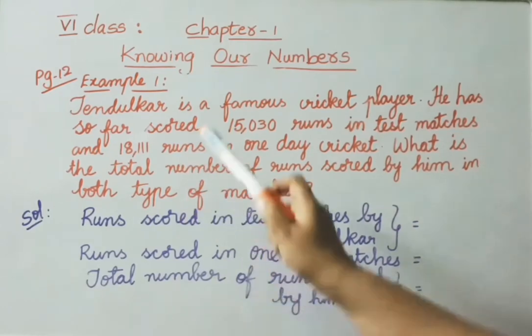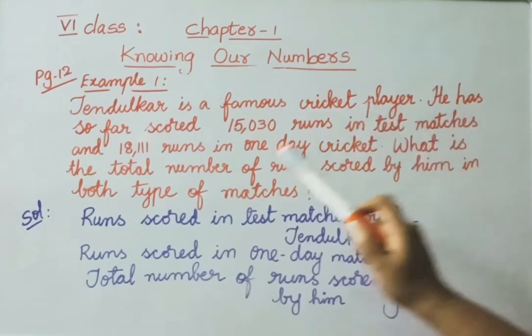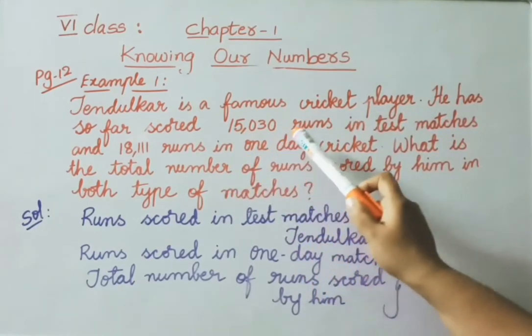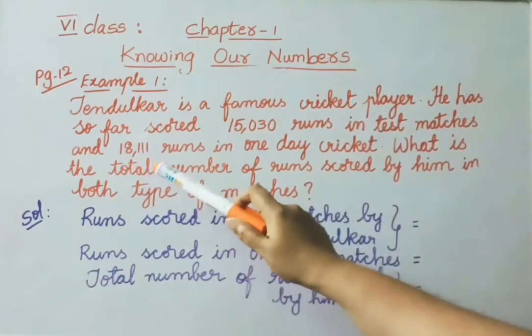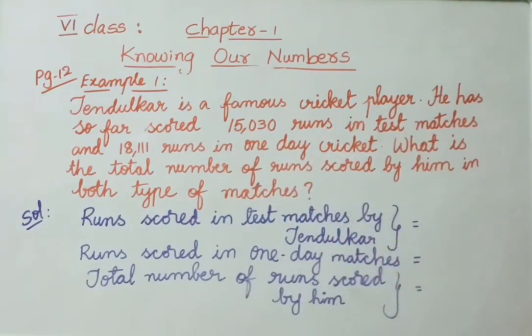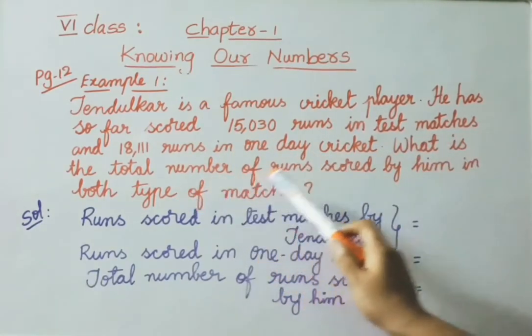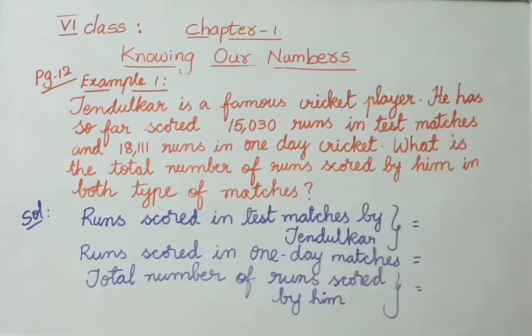Tendulkar is a famous cricket player. He has so far scored 15,030 runs in test matches and 18,111 runs in one-day cricket. So what is the total number of runs scored by him in both types of matches? Let us see the solution now.